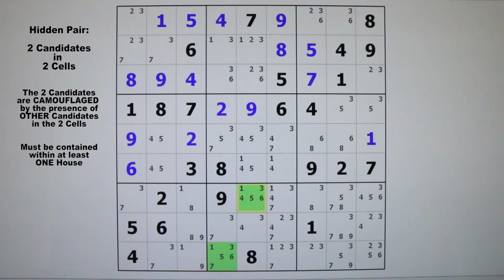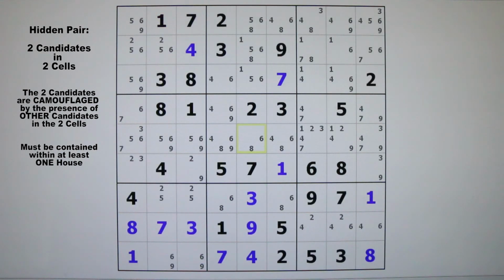5 and 6 do not occur anywhere else in block 8 except for those 2 cells, so that is a hidden pair, and we can eliminate all the other candidates in those 2 cells except for the 5 and the 6, because one of those cells must be a 5 and the other must be a 6. All right, let's go to the next one.